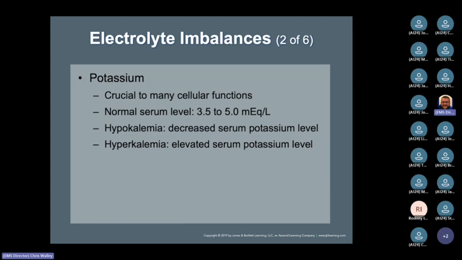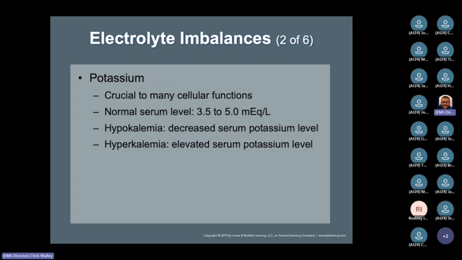Potassium is very crucial to cellular functions. It helps tremendously to have that potassium. The normal serum level of potassium ranges from 3.5 to 5.0. I honestly don't expect y'all to memorize that. You can't do lab values in the field. You don't have ways to draw blood and start spinning it and seeing the particular lab values. So the more you get into paramedic, you need to know what your baseline levels are.